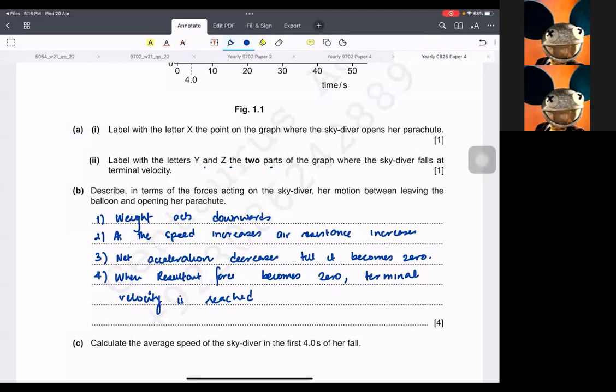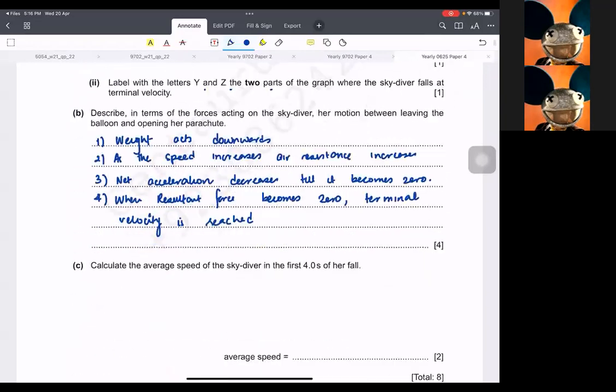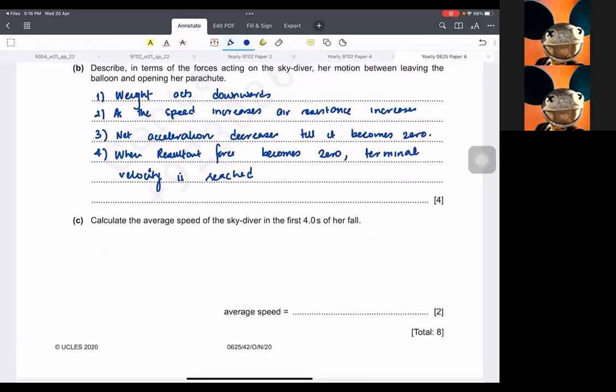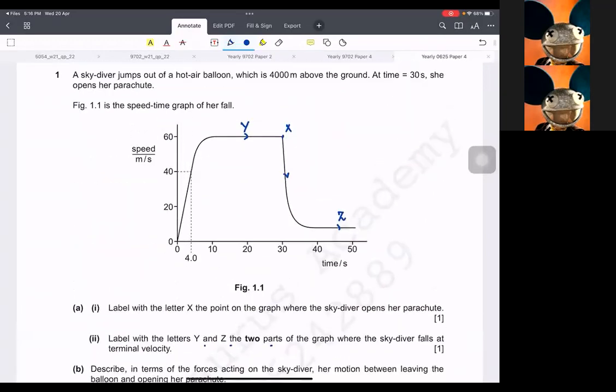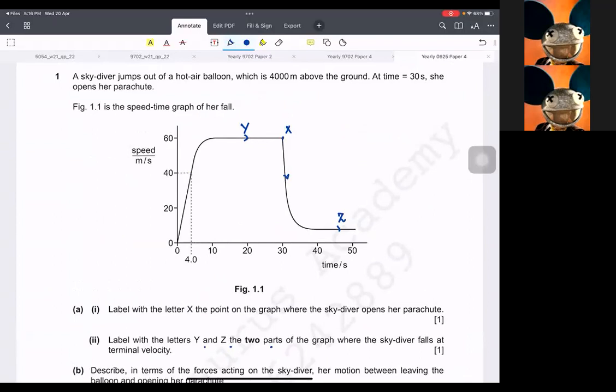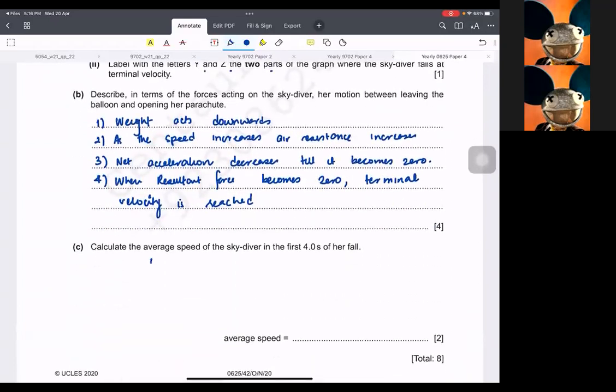Okay. All right. So then calculate the average speed of the skydiver in the first 4 seconds. So we want to find the average speed in the first 4 seconds. That is here. This is a triangle, 40. So first we find the distance. So half times 4 times 40. That would be 2 times 40, 80 meters.